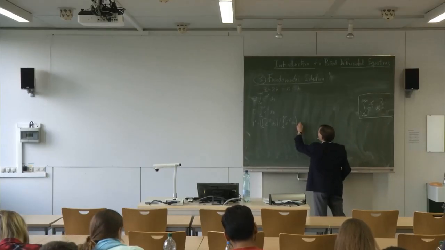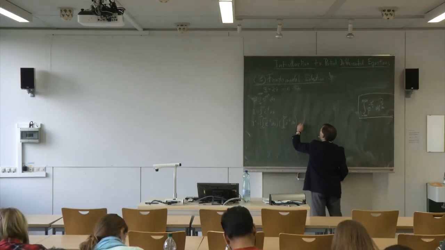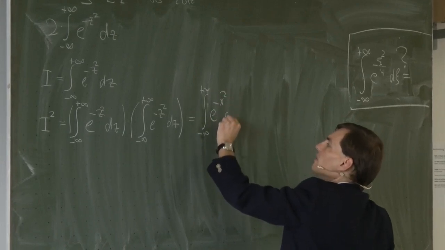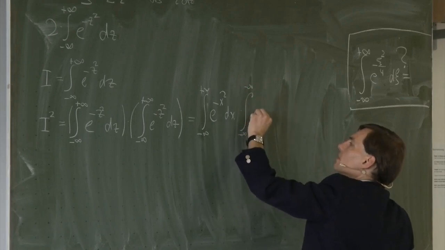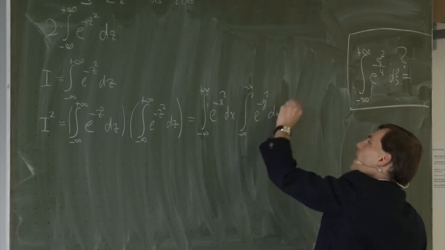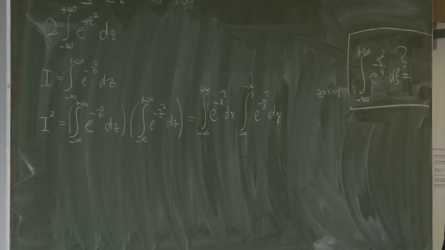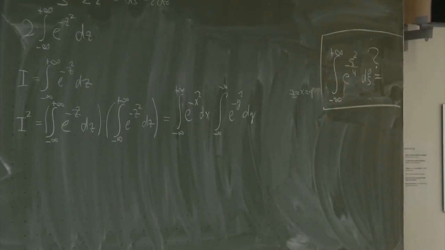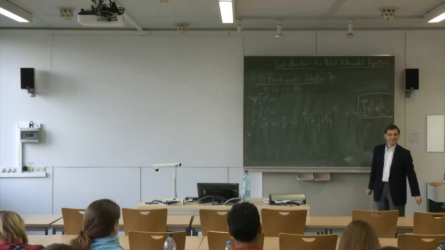And now, instead of zeta, I can substitute two other letters. I can say integration from minus infinity to plus infinity of e to the minus x squared dx times the same integral of e to the minus y squared dy. I just say here zeta is equal to x in the first integral, and in the second integral it is equal to y. I write the first with the letter x, and the second with the y. Why not? Whenever you disagree, raise your hands. Yeah?